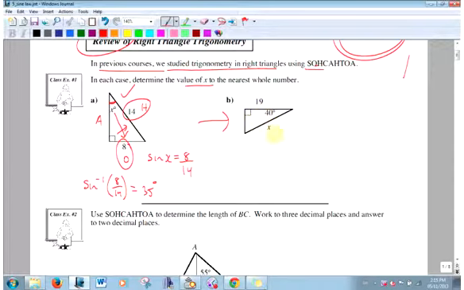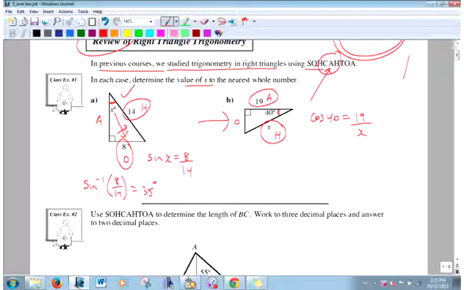Here's my triangle. X is the hypotenuse. For this 40 degrees, that's the opposite angle side. So this 19, that's the adjacent. What ratio do you want to use? Well, which one has A and H? Cosine. So cosine of 40 is A over H, which is x.